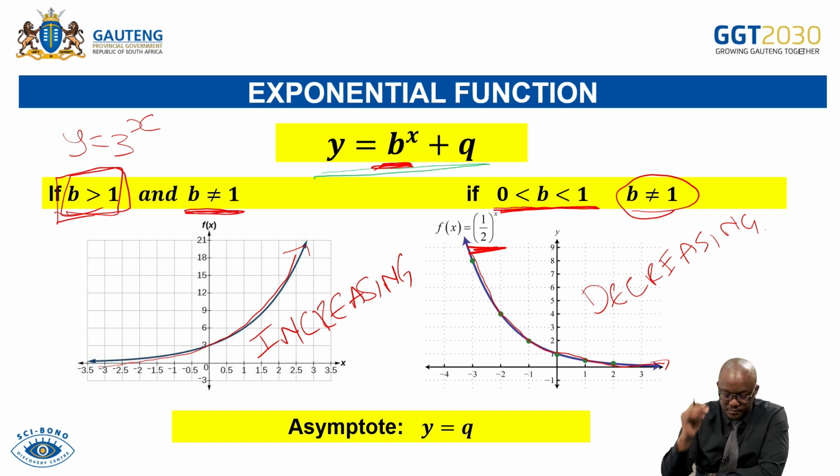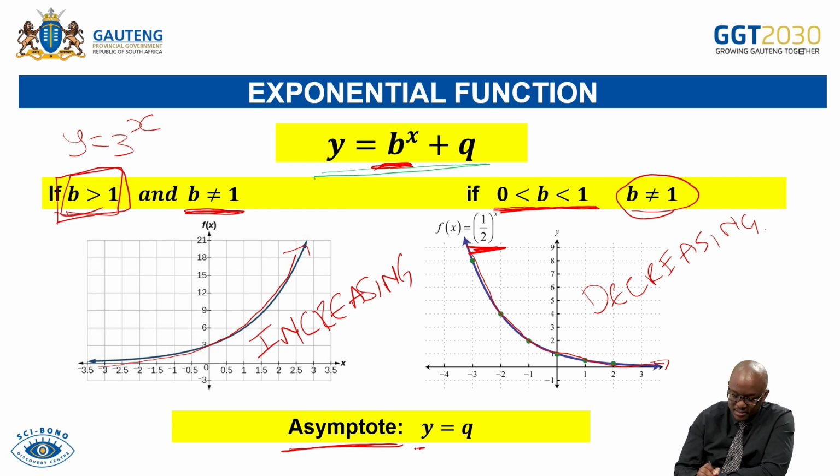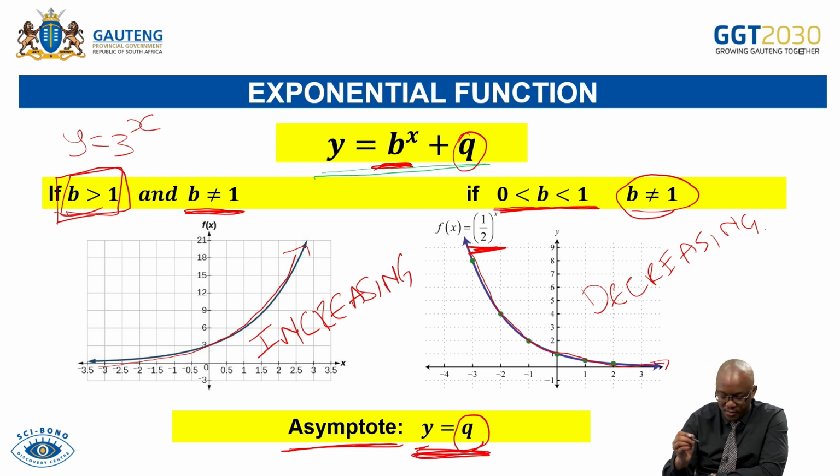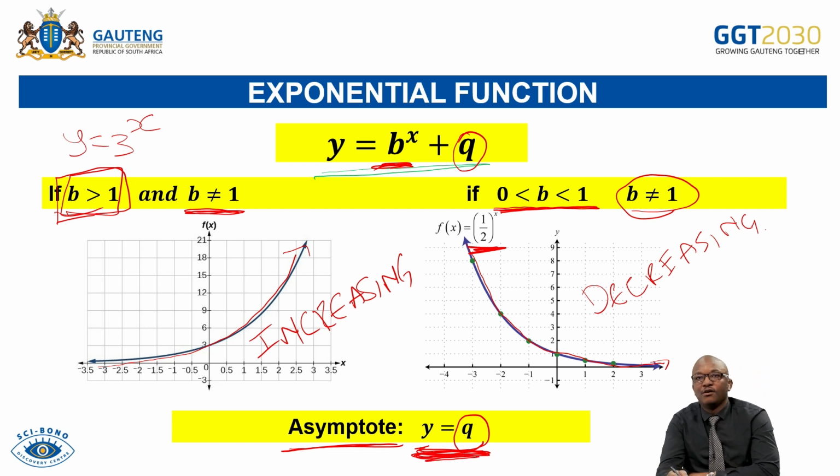So now, when we're looking into our function, we also have what we call an asymptote. The equation of an asymptote is y is equal to the value of q. So any value of q that you have there will be your asymptote. When we put it as an equation of an asymptote, it's y is equal to the value of q. So those are the golden rules of our exponential function.